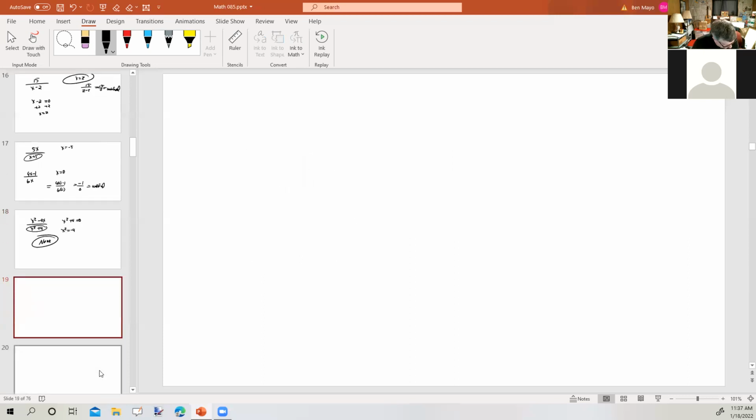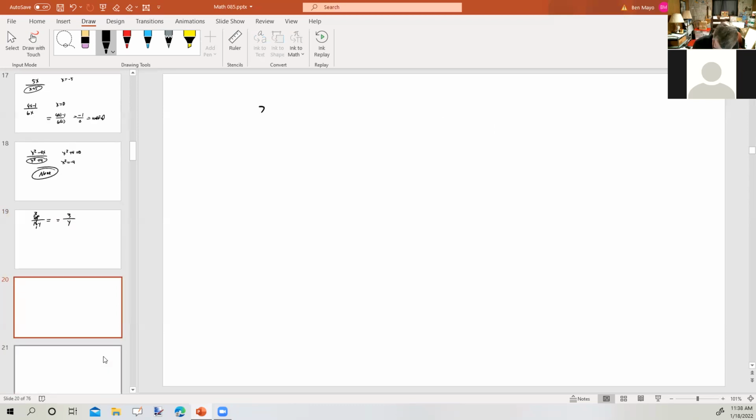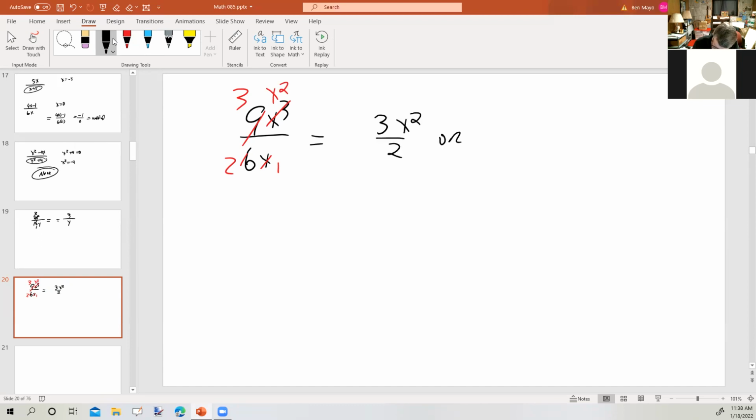Okay, now the directions say simplify. Let's say we have 48 over 16y. We could reduce 48 over 16 by dividing the top and the bottom both by 16, and we get 3 over 1 times y. So we get 3 over 1y, or just 3 over y. How about 9x cubed divided by 6x? 9 over 6 reduces to 3 over 2. X cubed over x reduces to x squared over 1. So we get 3x squared over 2, or you could write it 3/2 x squared.